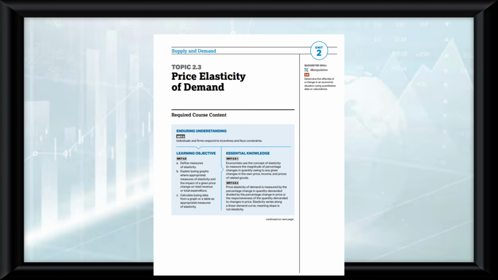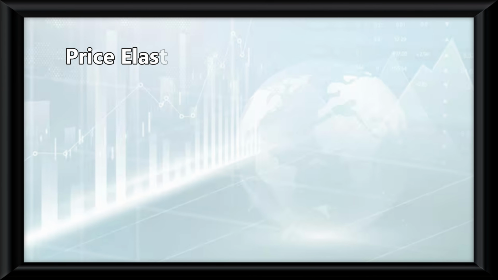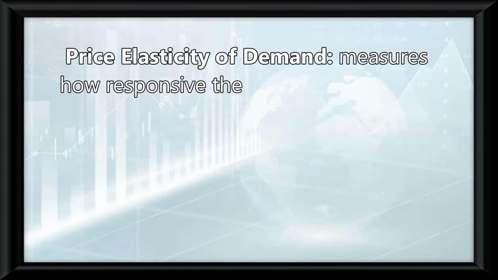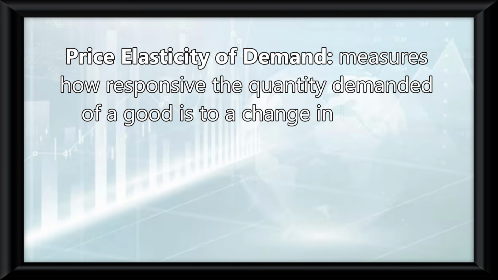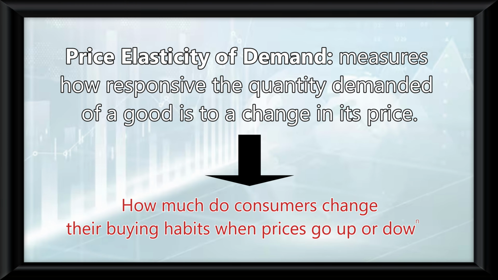No time for intros, let's get into it. Topic 2.3 is a continuation on demand, focusing on the price elasticity of demand. Price elasticity of demand measures how responsive the quantity demanded of a good is to the change in its price. In other words, how much do consumers change their buying habits when prices go up or down?